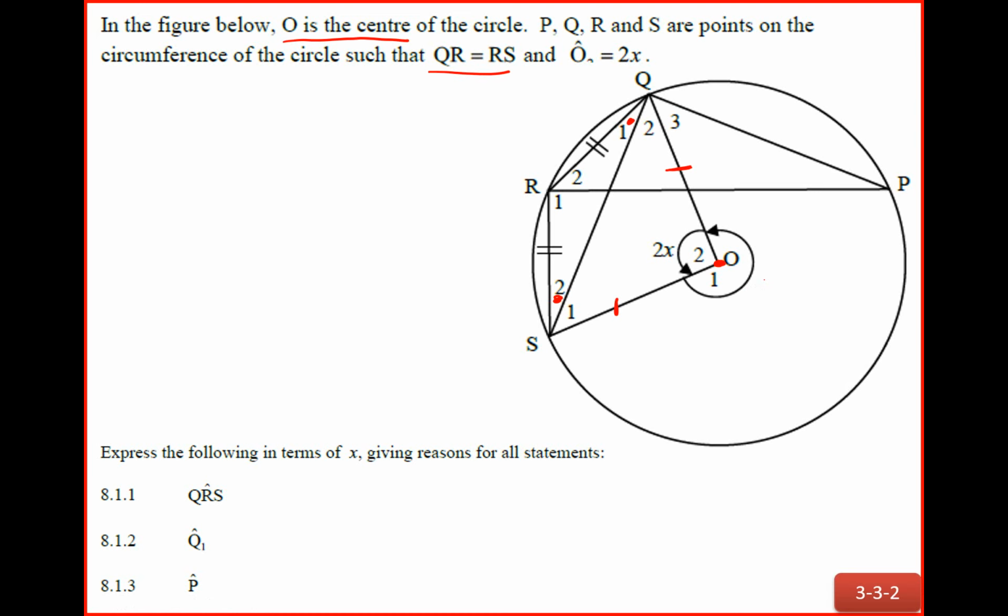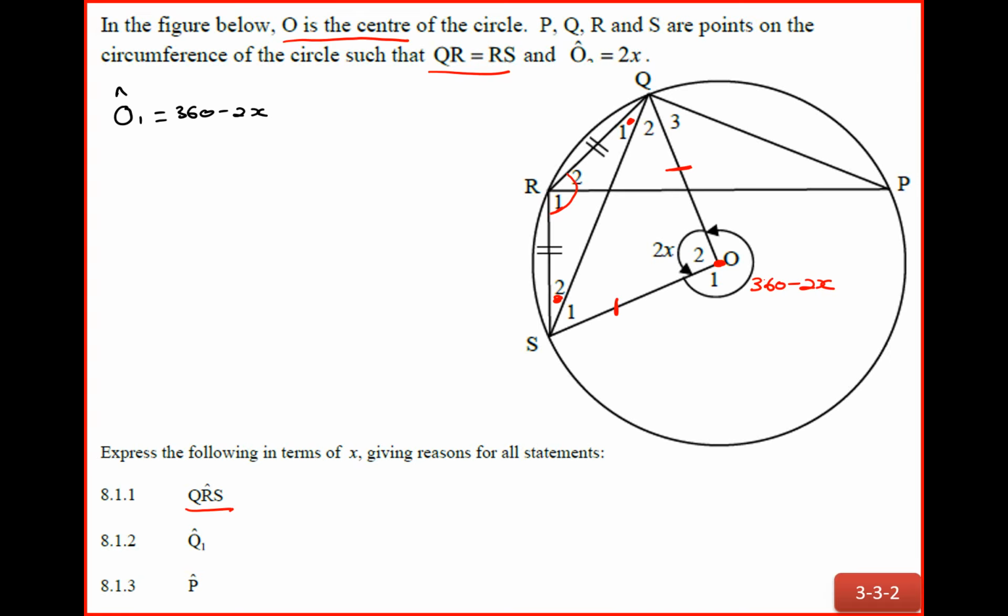My first question that I'm going to focus on says express the following in terms of x giving reasons. They want us to find angle QRS. So in trying to find angle QRS, there's a relationship between QRS and angle O1, and that is our angle at the center. So for my first thing I'm going to do is find O1, and O1 would be 360 minus 2x. And the reason for that, we're going to write that down. That angle O1 is 360 minus 2x.